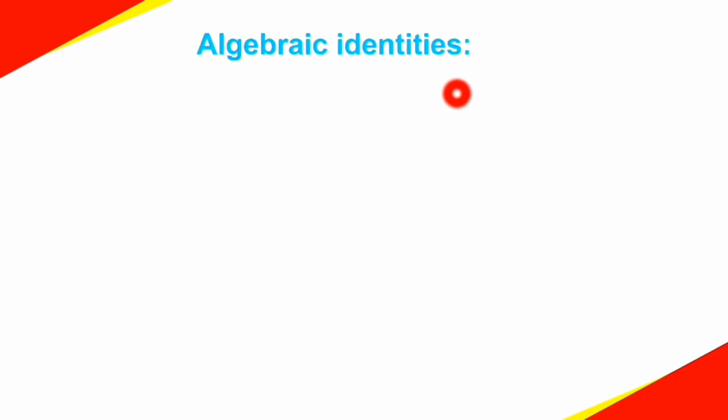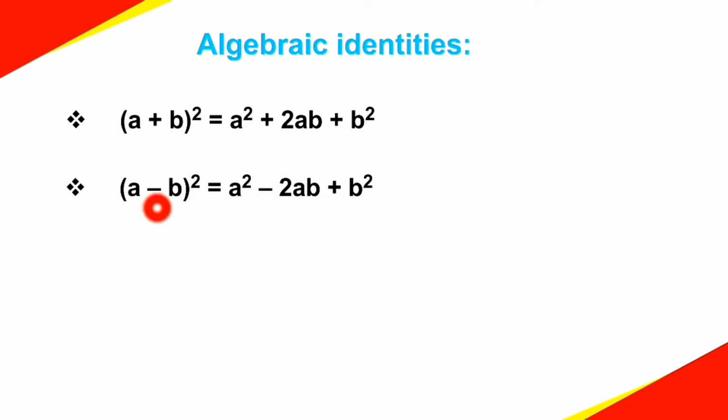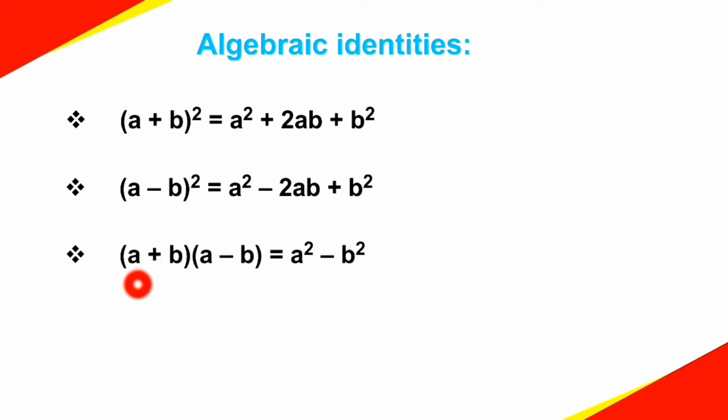Algebraic identities. First identity, that is (a + b)² = a² + 2ab + b². Second one, (a − b)² = a² − 2ab + b². Next, third identity, (a + b)(a − b) = a² − b².